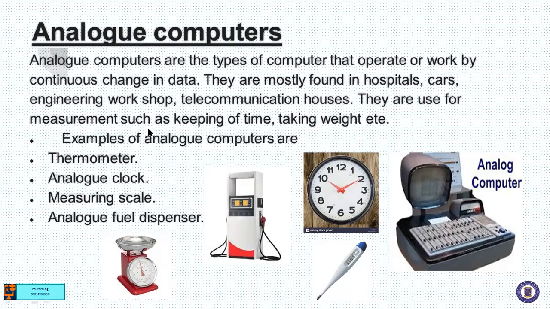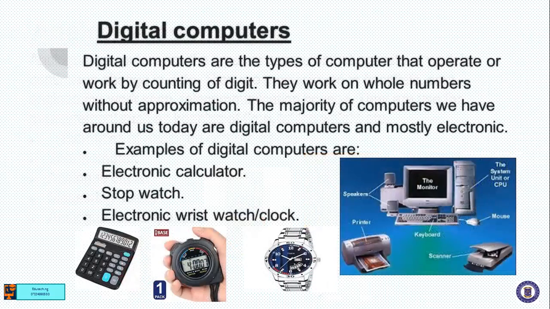Is that understood? Digital computer. Digital computers are the types of computers that operate or work by counting of digits. They work on whole numbers without approximation. The majority of computers we have around us today are digital computers and mostly electronic. Examples of digital computer are electronic calculator, stopwatch, electronic wristwatch or clock.